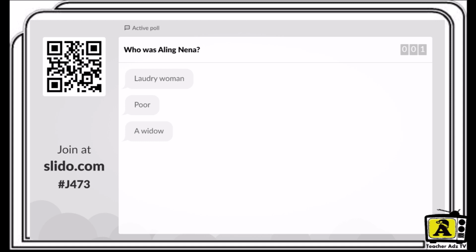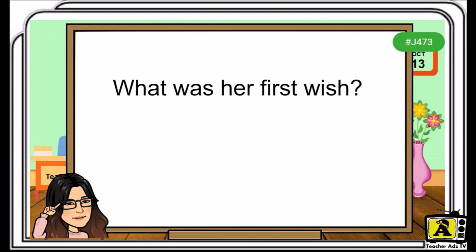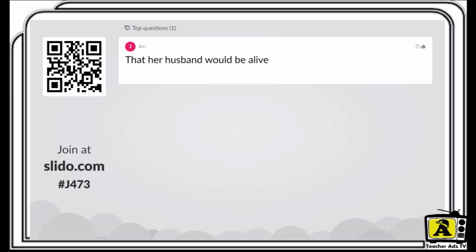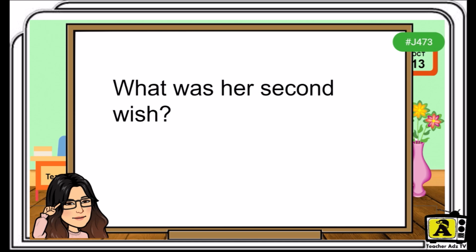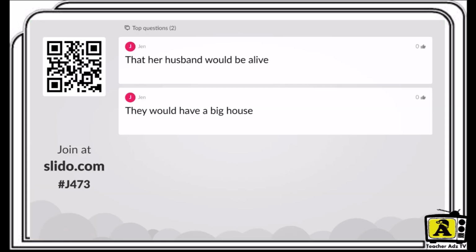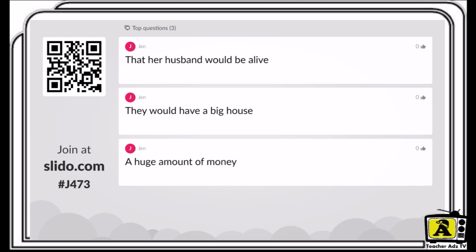Okay, next question. What was her first wish? Her husband would be alive. Correct. That is the first wish. How about the second wish? Okay, the second wish was that they would have a big house. And the third one is, okay, a huge amount of money. So these are the three wishes that she had.